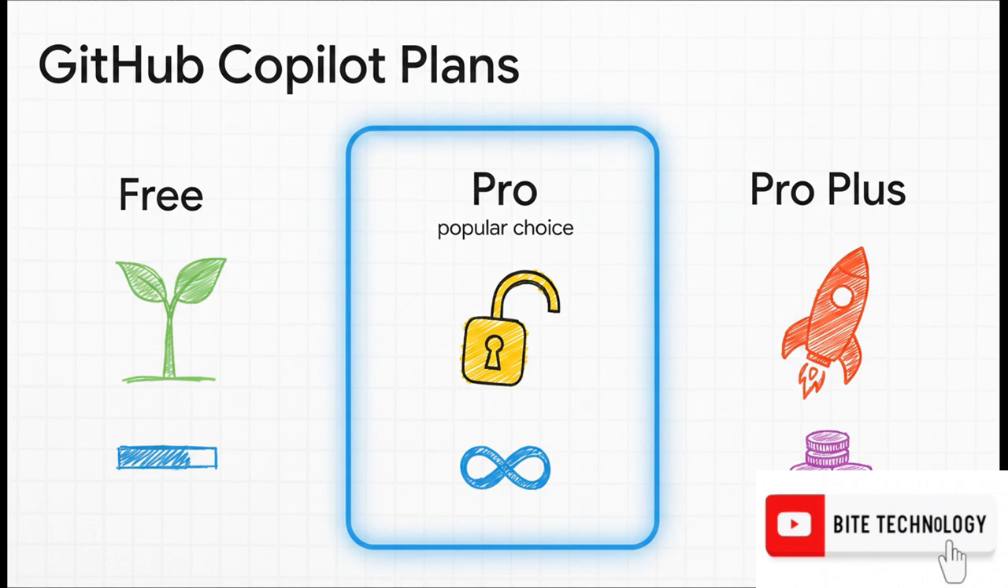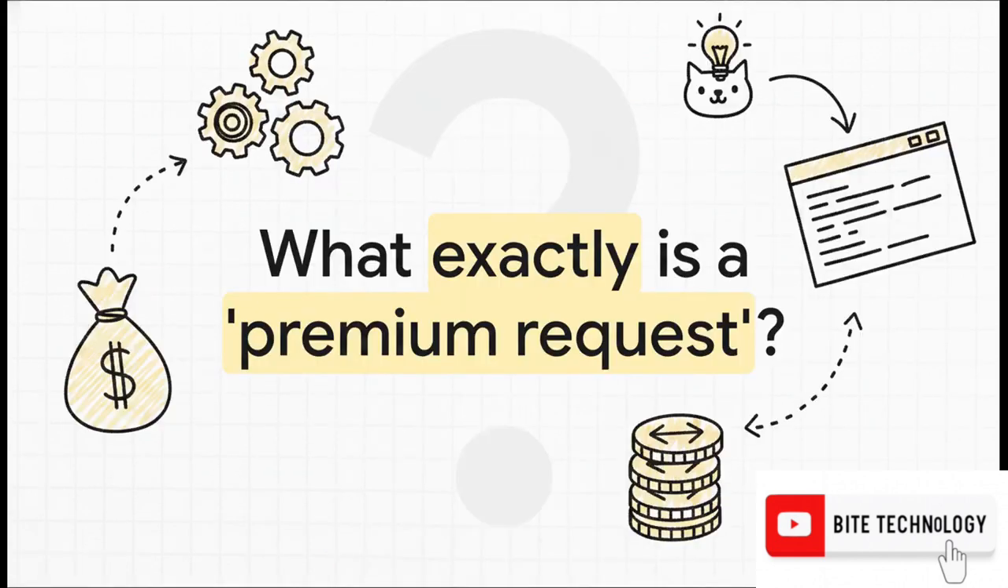It gives you access to more powerful models. And then for those of you who need the absolute cutting edge, the Pro Plus plan unlocks the latest and greatest models and a bigger bucket of what they call premium requests. And that's the million-dollar question, isn't it? This term, premium request. This is where the pricing gets a bit more nuanced. It's basically a credit system, and it all depends on which AI model you're actually using. Let's see how that works.